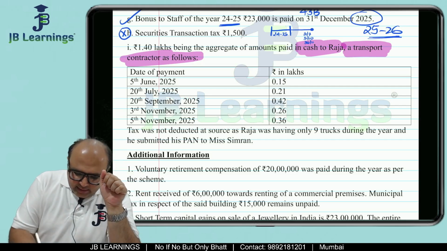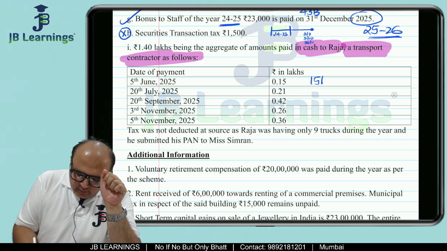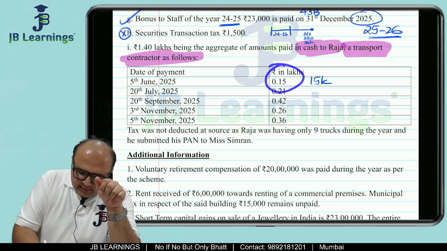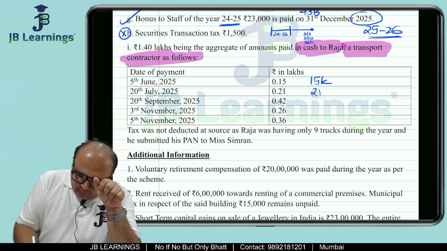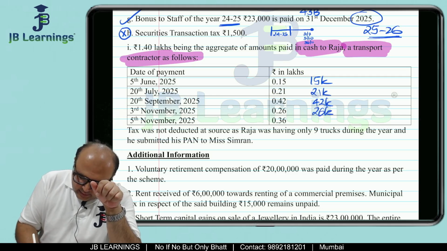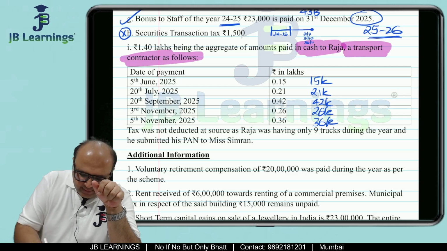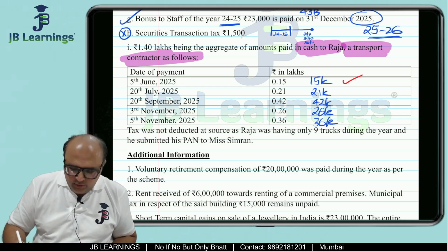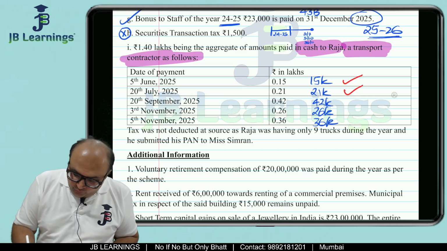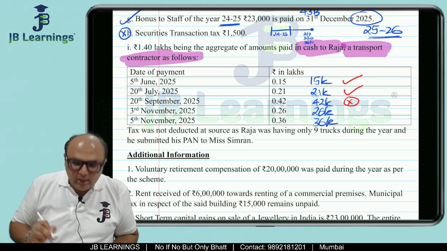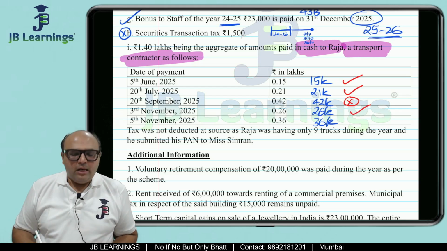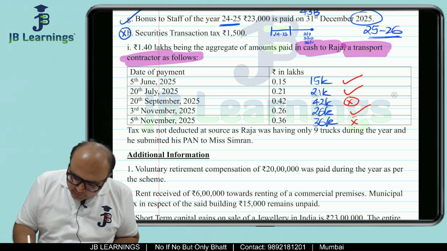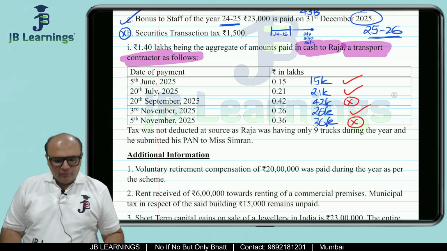So friends, this is 15,000 because it is given in lakhs, right? This is 21,000, this is 42,000, this is 26,000, and this is 36,000. So friends, still 35,000. So this is allowed. This is also allowed. 42,000 is not allowed. 26,000 is allowed. And again 36,000 is not allowed.